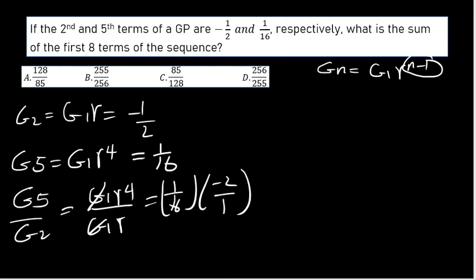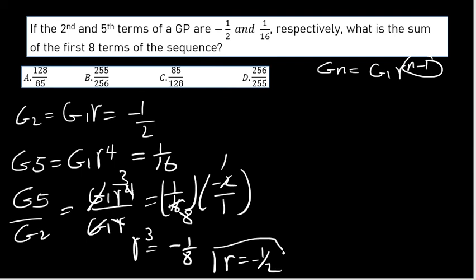Then G1 cancels here, and what is left is r cubed. So r cubed is equal to, when you simplify this by 2 and this by 2, negative 1 over 8. So when you take the cube root of both sides, r will be negative 1 over 2. Okay, in the first process, we have got r.